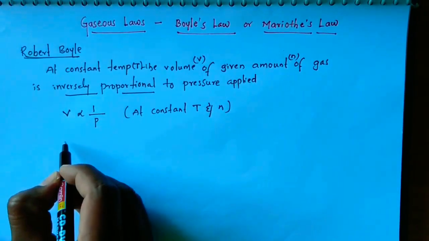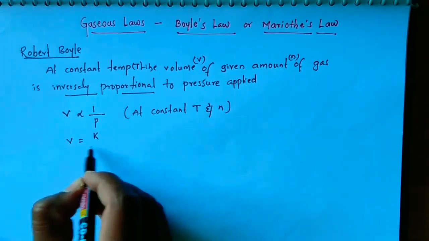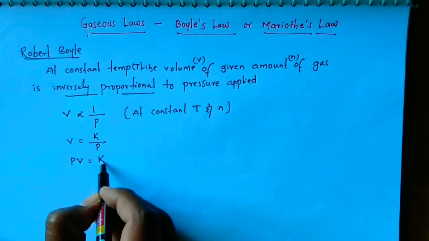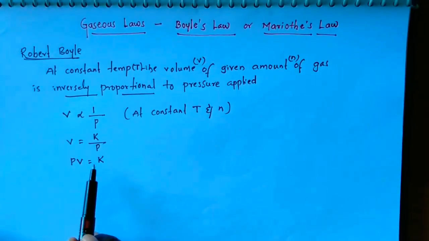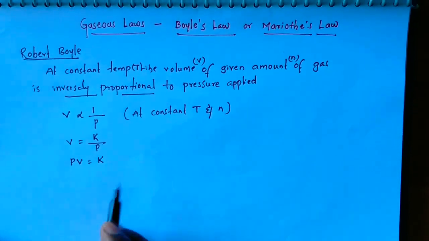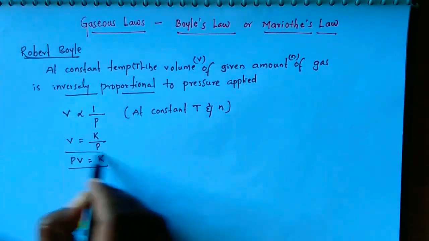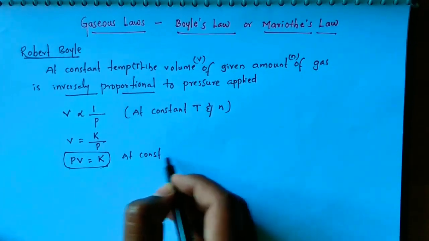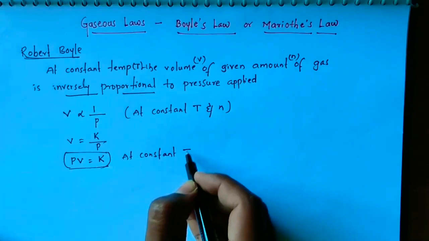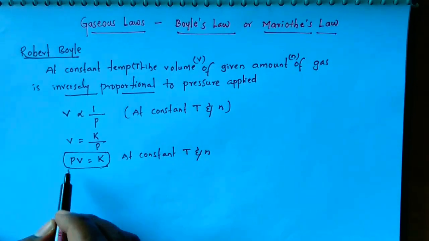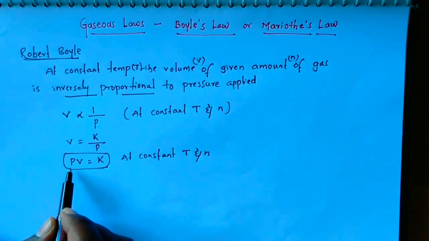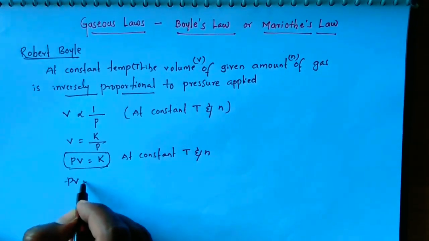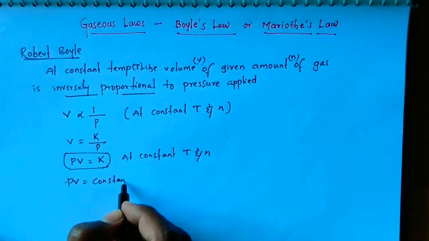So V is equal to some constant K by P, so PV is equal to constant K. The product of pressure and volume is always constant, at constant temperature and number of moles. PV equals constant.